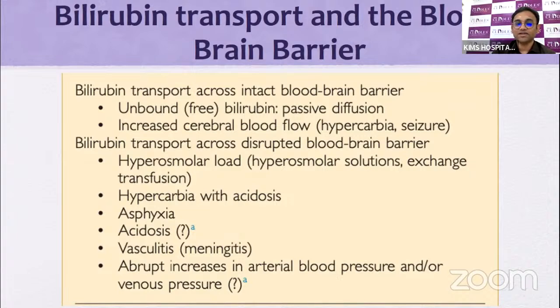And we can see that in meningitis, where there is vasculitis and again damage of the endothelium, it can lead to transport. And any abrupt increase in arterial blood pressure or abrupt increase in venous pressure can damage the endothelium, break down the blood-brain barrier, and lead to more deposition of the bilirubin in the brain. So in this way, the blood-brain barrier can be bypassed, whether it is intact or whether there is a disruption in the blood-brain barrier because of some other mechanism; the bilirubin can enter the brain and get deposited in different parts of the brain.